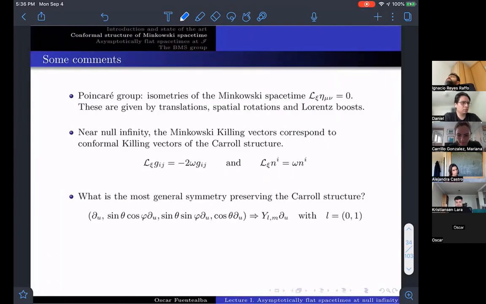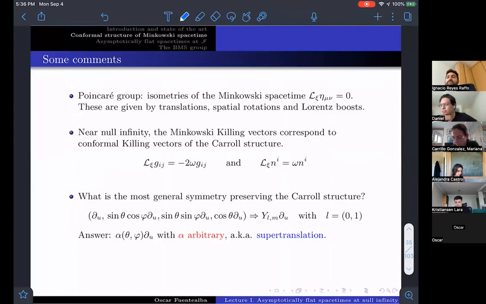So if we make a change of coordinates and write the asymptotic form of the Minkowski Killing vectors in coordinates u, r, theta, and phi, we'll find that this is the vector that is preserving the Carroll structure, which corresponds to the lowest values of the spherical harmonics. But one can check, and this is a very nice computation, that really an arbitrary spherical harmonic is going to preserve the Carroll structure.